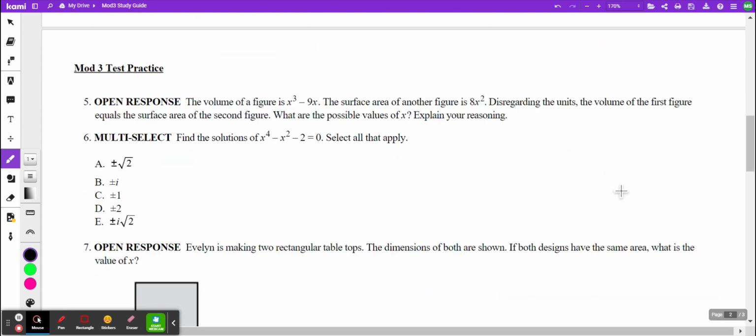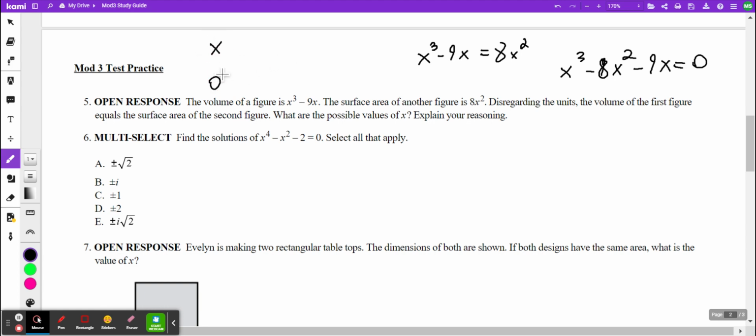Question 5, open response. They're saying, if these are equal to each other, what are the possible values for x? Well, if I make them equal to each other, I get the following. So I'm going to move them all to one side. So I get this equation. And if I simplify this, I'd find a 0 because it's x, and I'd have x squared minus 8x minus 9.